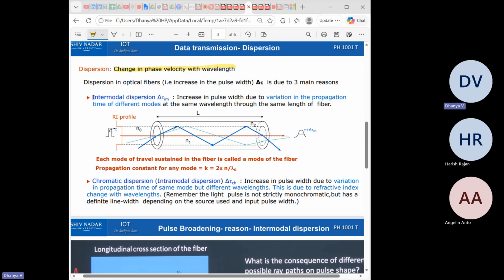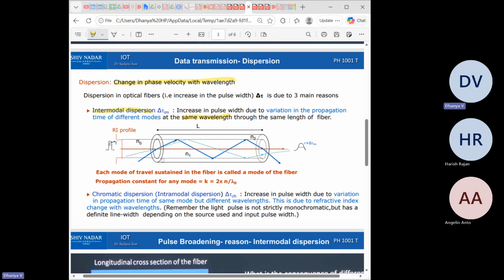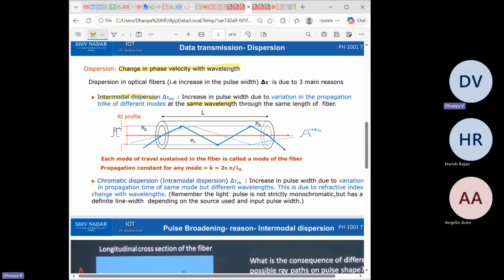So intermodal dispersion. Increase in pulse width due to the variation in the propagation times of the different modes at the same wavelength through the same length of the fiber. So the length of the fiber is the same, the wavelength is also the same, but there's variation in the propagation time. There are different modes, and each mode starts at a different time. When it starts at a different time, that is called your intermodal dispersion.